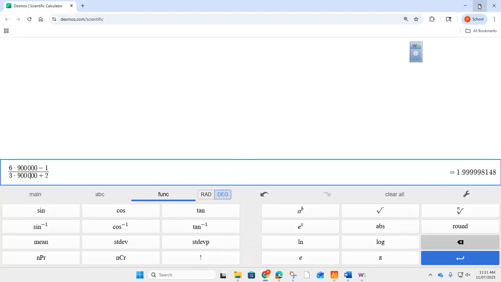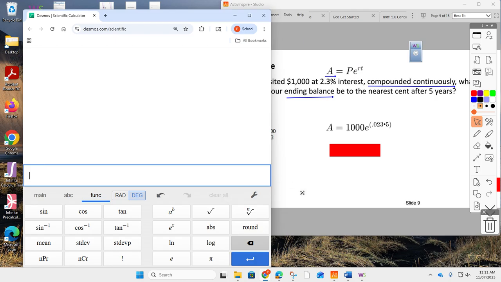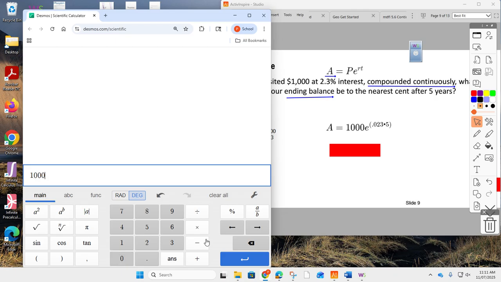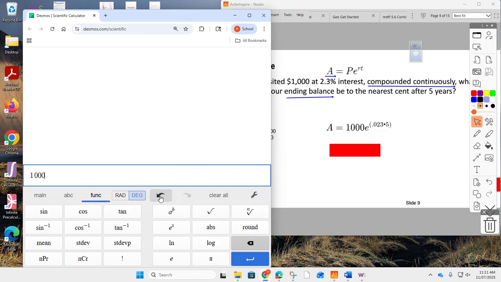Clear all. We don't enter the A equals, you just enter the numbers. So 1,000, this is 1,000 times this, but you don't have to put in the times. Just go to the function button, hit your e^x, so e to the x power. You can use the buttons on your keyboard, you can use the buttons on the calculator, it doesn't matter. Like here, I can go back to the main and get my parentheses, or I can use my parentheses on my keyboard. 0.023, and you can use the asterisk on your keyboard for multiplication. You don't have to go back at all.